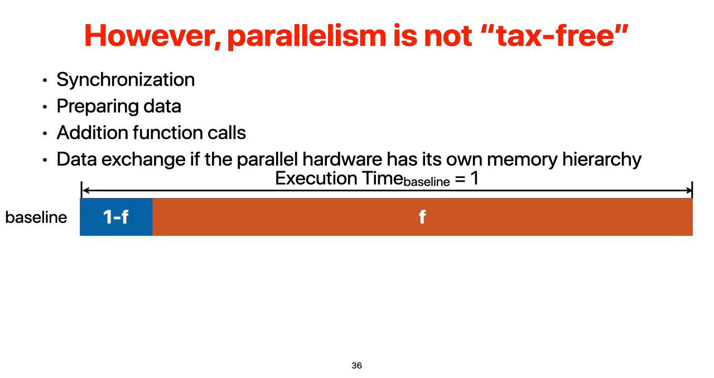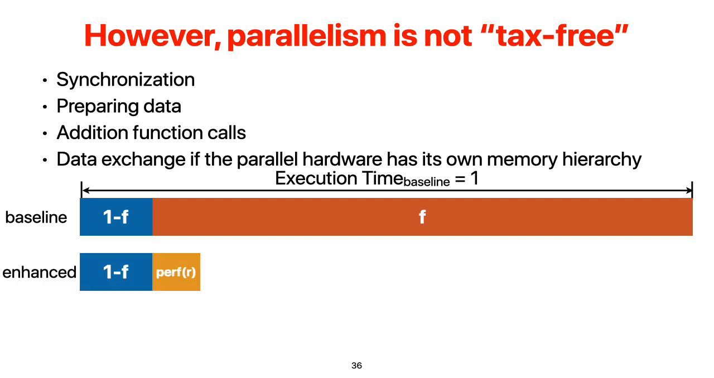However, the parallelism is actually not tax-free. There might be a lot of synchronization overhead. Also, before you distribute the data, you have to prepare the data. You might also incur additional function calls if your threads are fine-grained. And there might be data exchange that you need between your parallel threads. So it turns out it may not be tax-free.